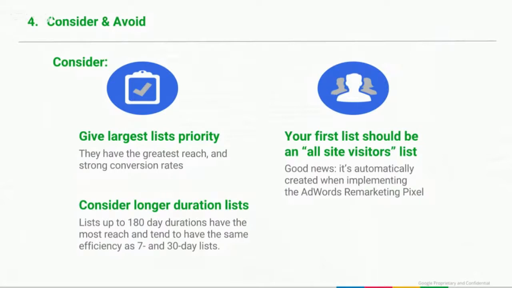What we should do, just to start and make sure that we're capturing all of this qualified traffic, is make an all visitors list first, where we just have all of the website visitors. That's the first thing we start with.